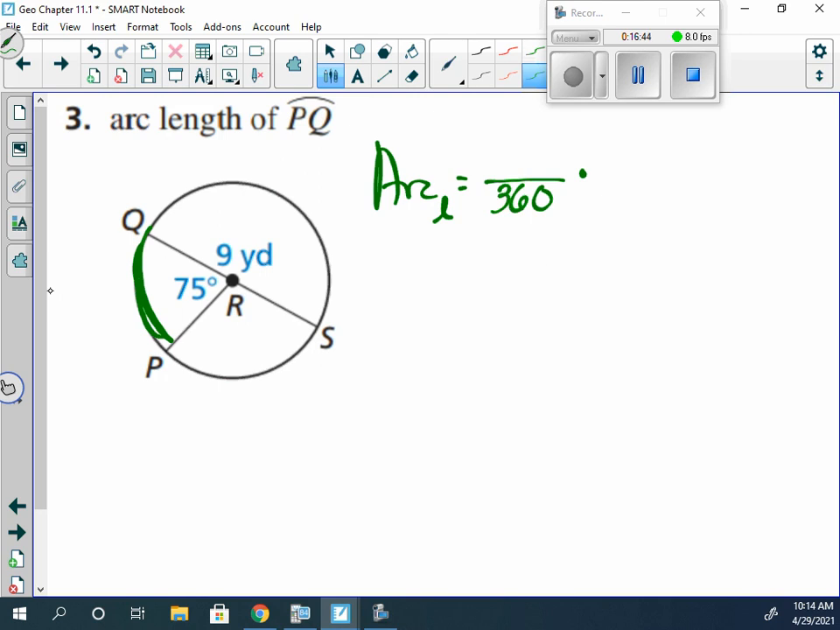Did they give us the radius? What did they give us? Okay, so we could use 2 pi r because the radius is equal to half the diameter, yes? So I would take 9 and divide it by 2. What am I going to do once I plug it back into 2 pi r? I'm going to multiply it by 2.